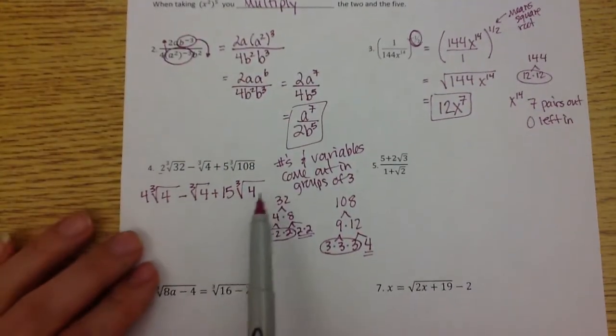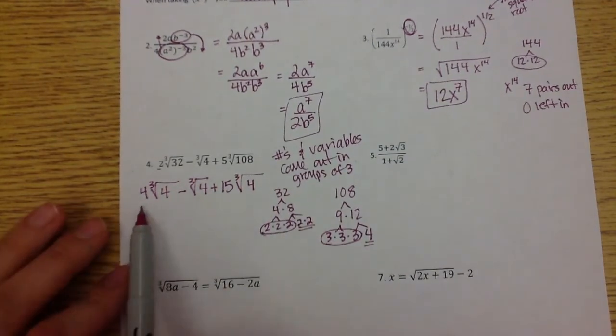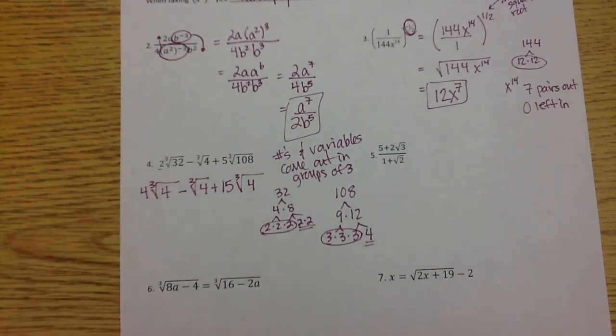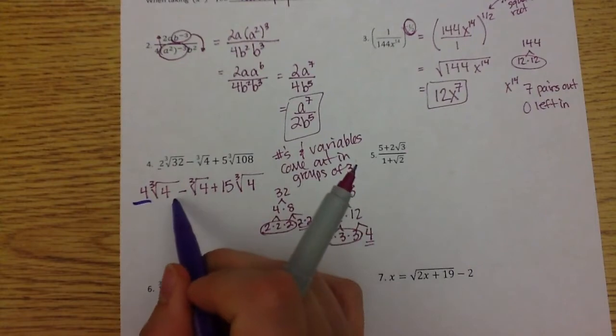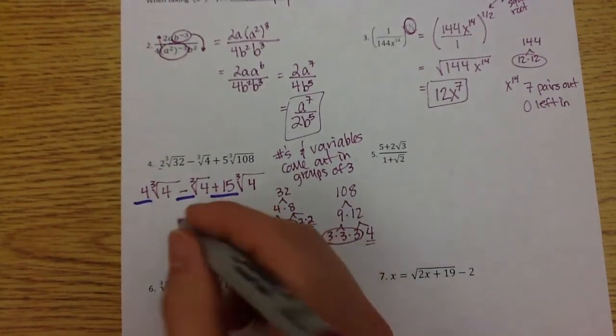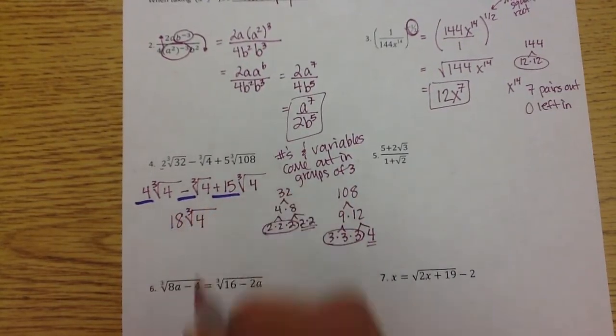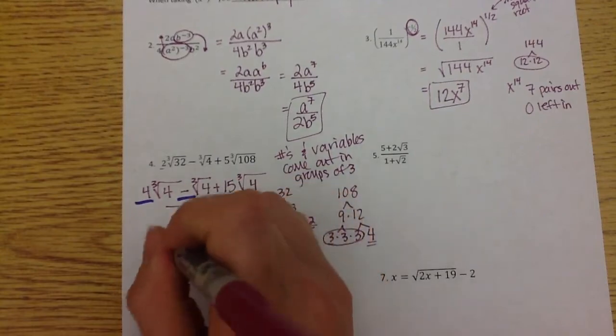And now I have some like terms because I have the same index with the same stuff in my radical, so I'll just combine these like I would variables. So I have positive 4, negative 1, and positive 15 is going to leave me with 18 cube roots of 4 for my final answer.